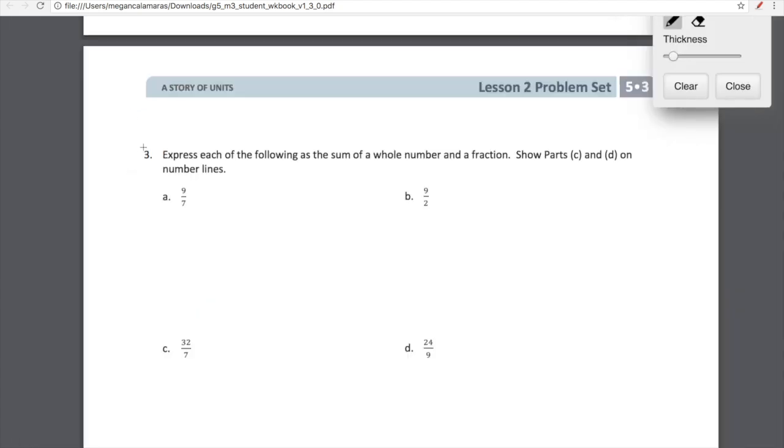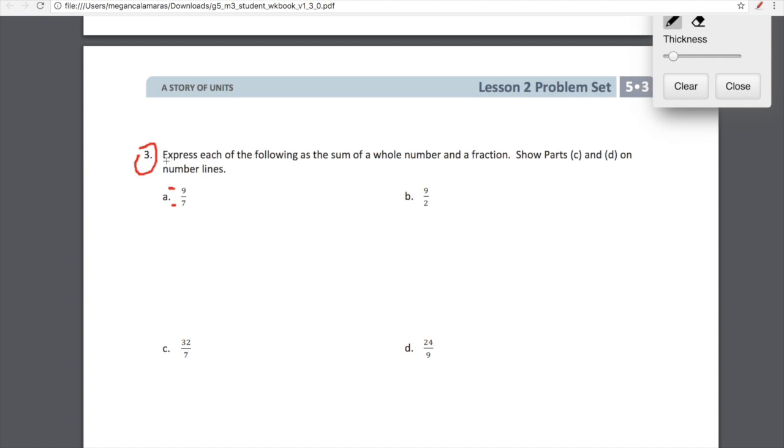Kiddos, we're going to check out number 3 next. In lesson 2, we are really exploring what it means to be an improper fraction. You know from 4th grade that when we have an improper fraction, the numerator is larger than the denominator, which means this fraction represents a number that is larger than one whole. Sometimes an improper fraction will represent a number that is larger than two wholes. And that's whole, W-H-O-L-E.